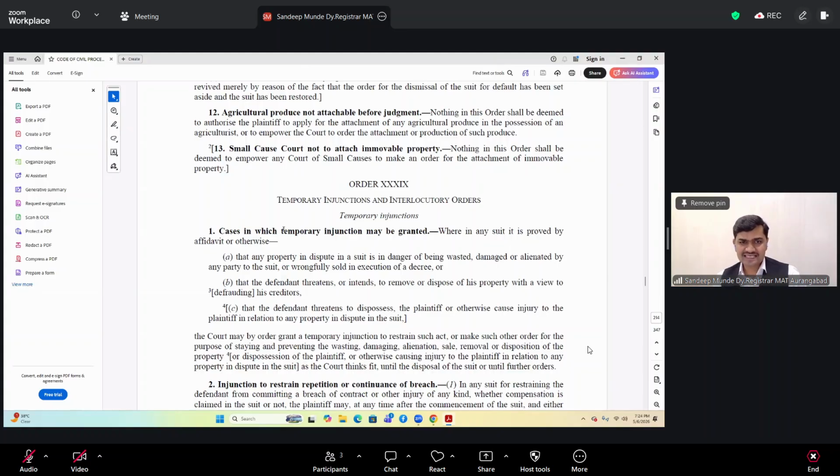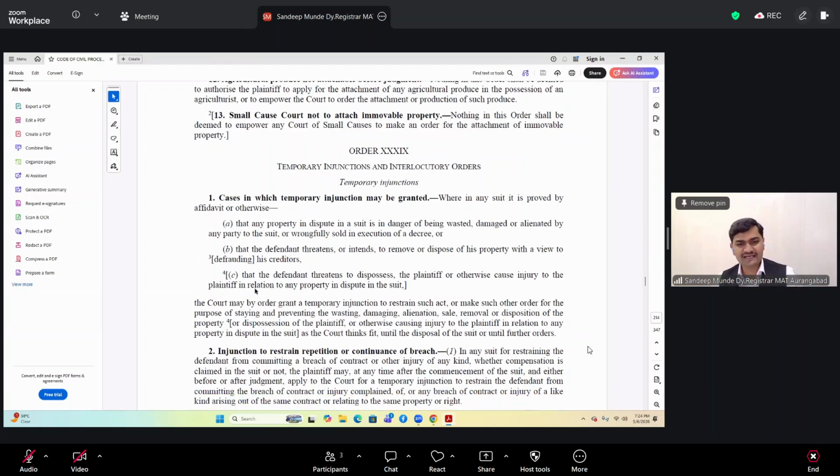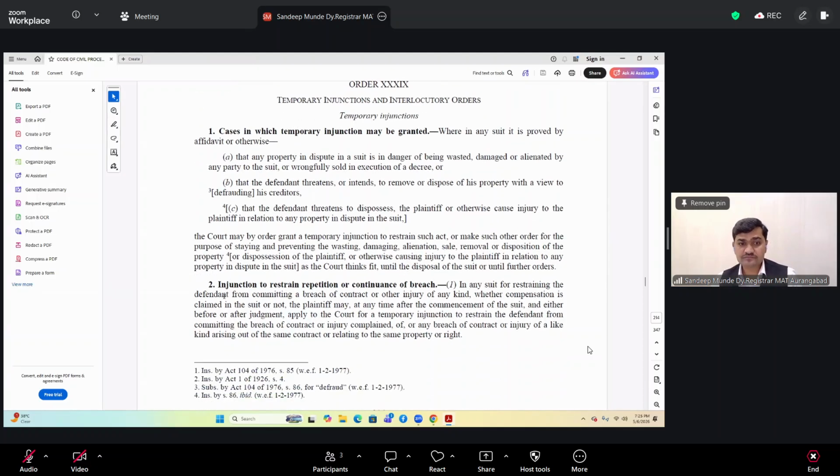Rule 1 states the case in which a temporary injunction may be granted: wherein in any suit it is proved by affidavit or otherwise that any property in dispute in the suit is in danger of being wasted, damaged or alienated by a party to the suit, or wrongfully sold in execution of a decree, or the defendant threatens or intends to remove or dispose of his property with a view to defrauding his creditors, or that the defendant threatens to dispossess the plaintiff or otherwise cause injury to the plaintiff in relation to any property in dispute in a suit.